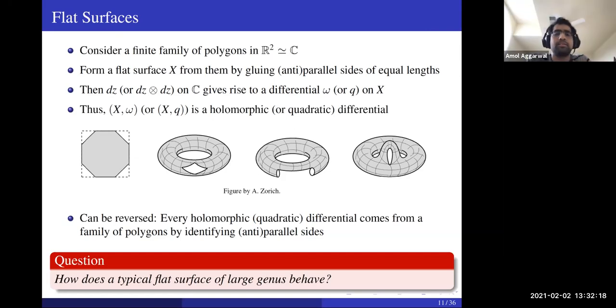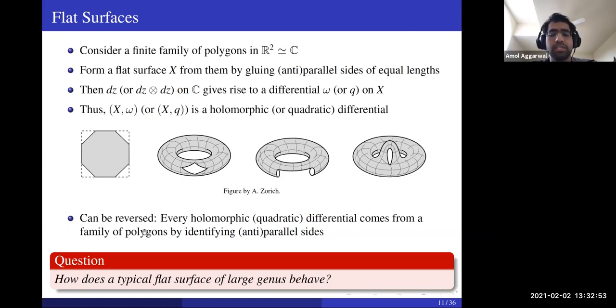So in this way, this X of omega, or this X of Q, is going to be a holomorphic or a quadratic differential, respectively. This procedure can also be reversed, in the sense that whenever I have one of these differentials, a Riemann surface coupled with a form, I can reverse this procedure. I can cook up a family of polygons for which this one form is simply produced by gluing sets of sides of these polygons. So the basic question one might be asking is, how does a typical flat surface of large genus behave?